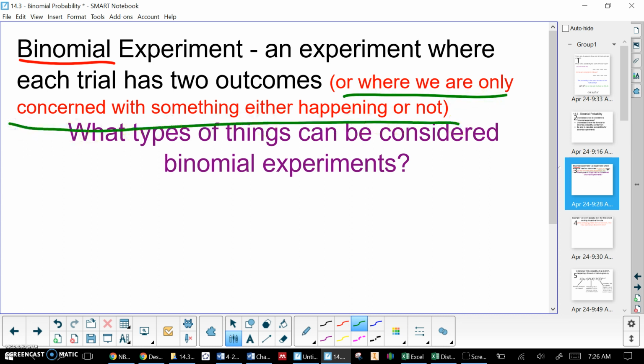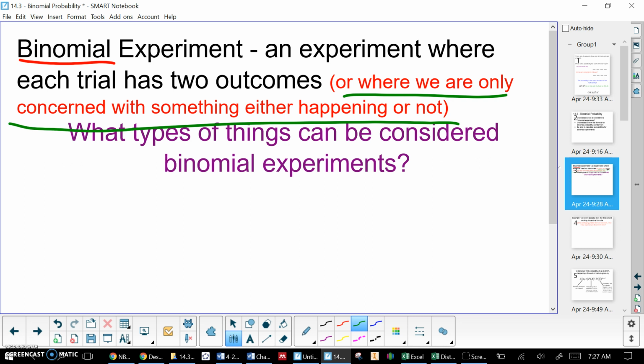And so, for example, if I asked you what the probability of rolling a 4 on a dice is, you could consider that a binomial probability. It's either we rolled a 4 or we didn't. Now, those things aren't equally likely, but the binomial probability equation lets us deal with that because we know the probability of rolling a 4 just once.